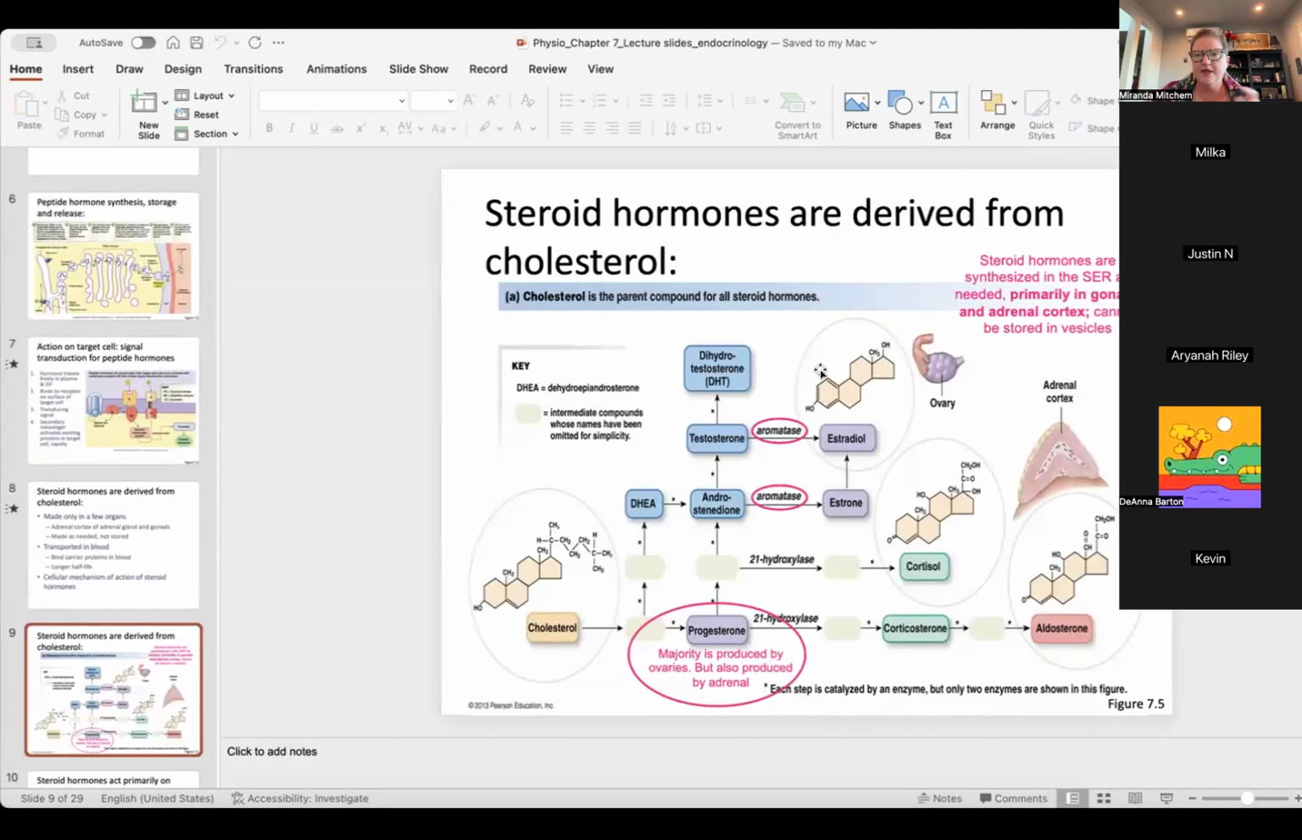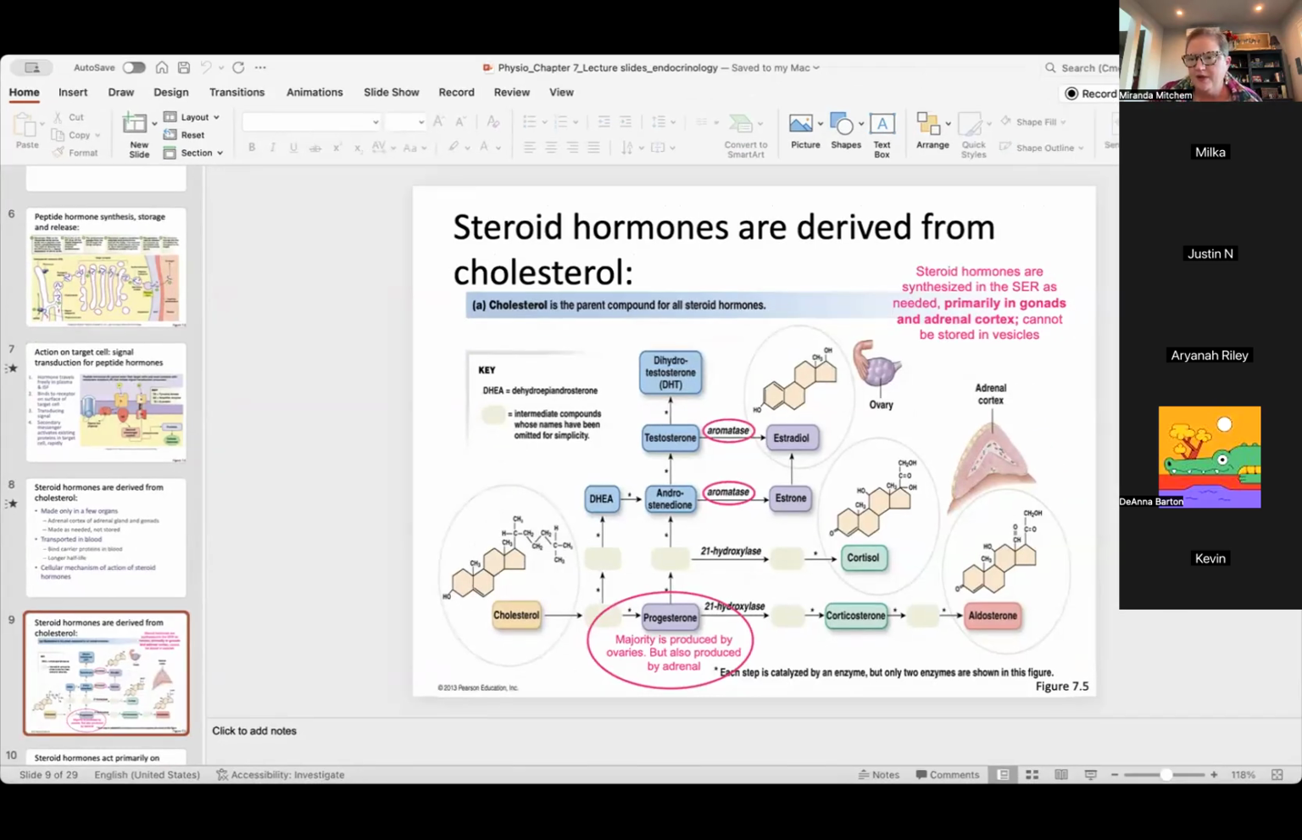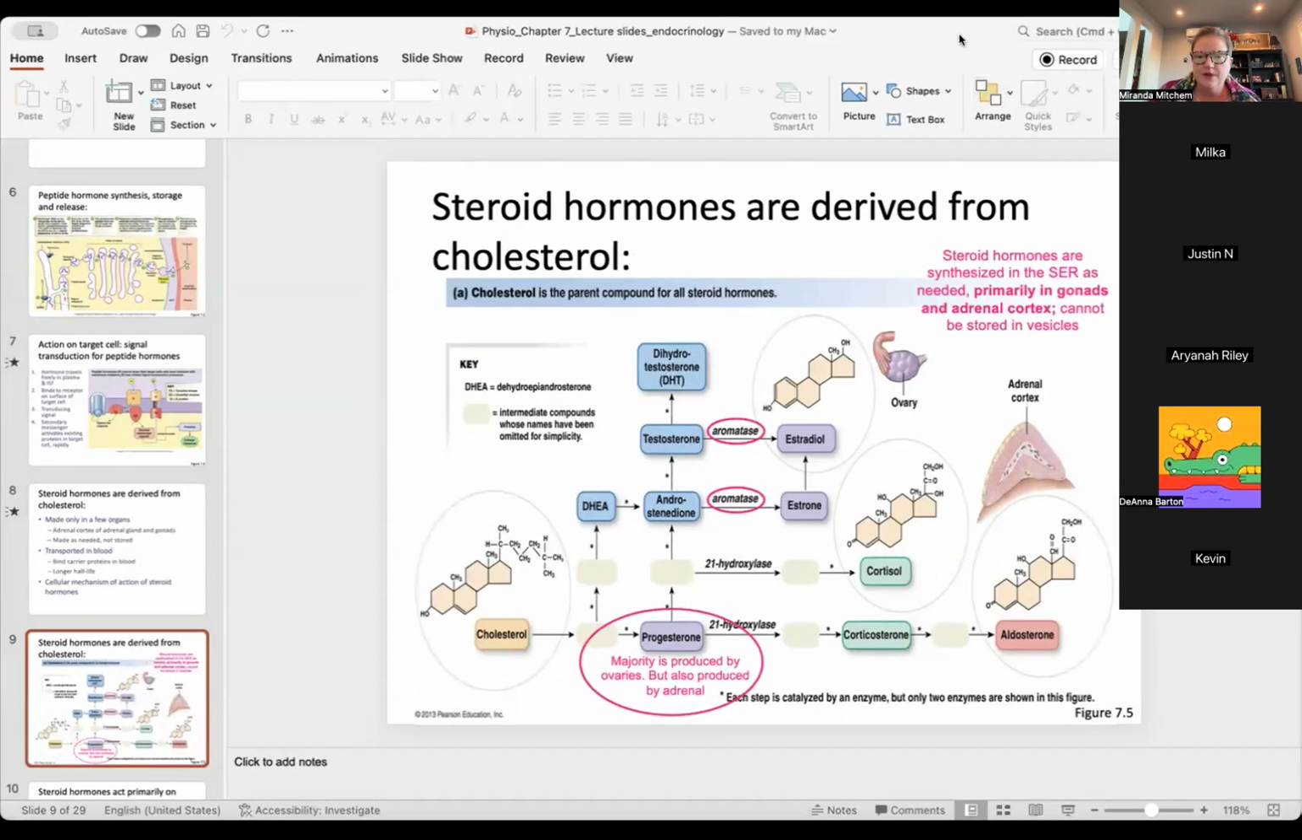Okay, here we go. This answers the question about cortisol and its relationship to some of the other things going on in our body.